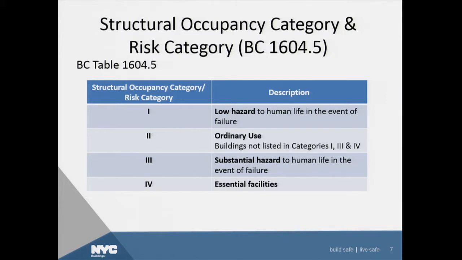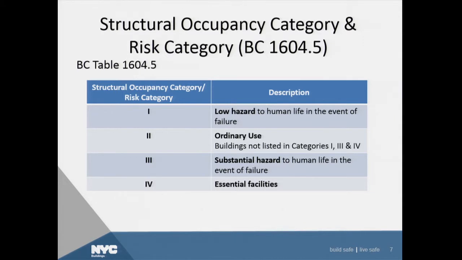This is just a quick summary table, just to give you a brief rundown. Many of you know this already. The breakdown of what is a structural occupancy category or risk category, depending on which edition of the standard you're using. Most buildings fall into Category 2, which has the great definition of buildings not listed in Categories 1, 3, and 4.